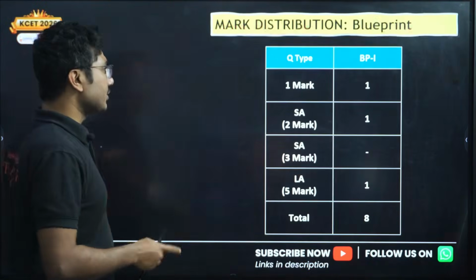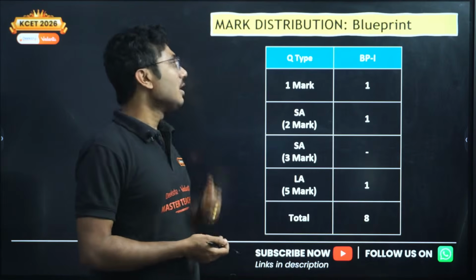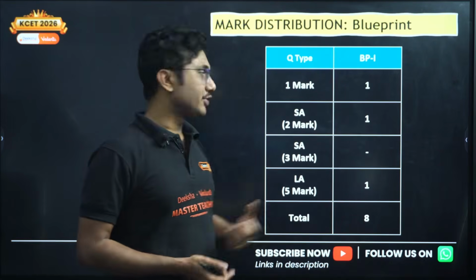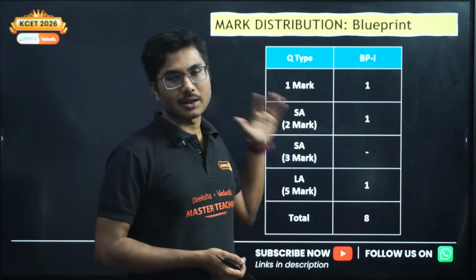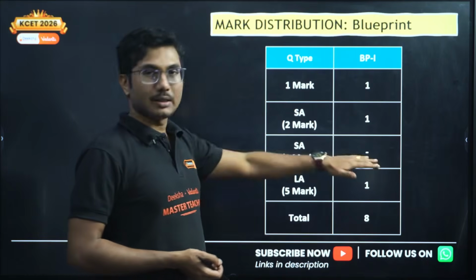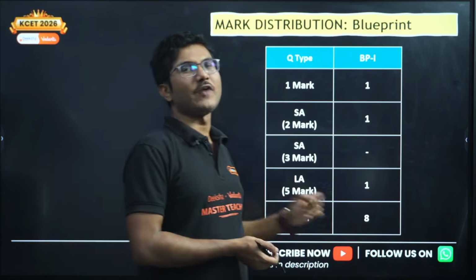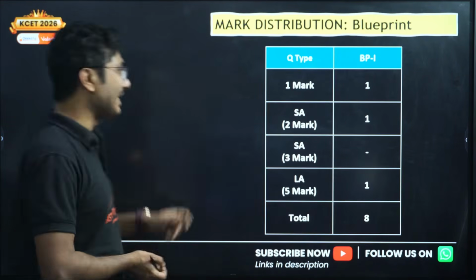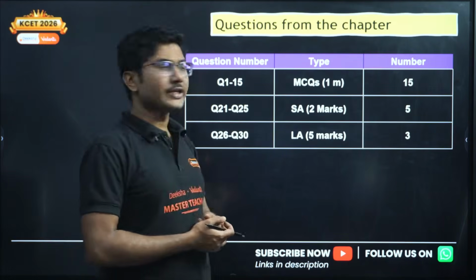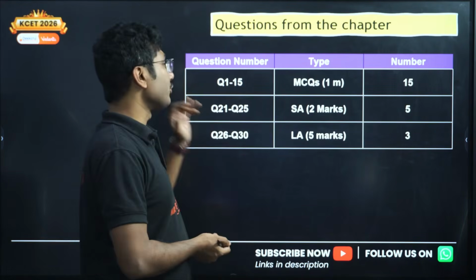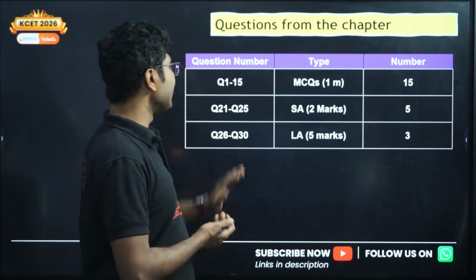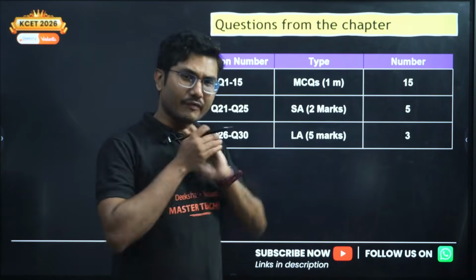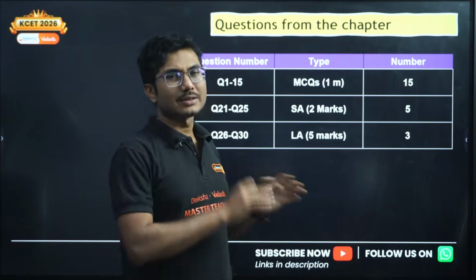So let's start. First of all, let us look into the blueprint of this chapter. In the blueprint you can see that there will be 1 marker question 1, short 2 marker question 1, and no 3 marker question coming from this chapter. So the 3 marker portion is blanked, and 1 guaranteed 5 marker question will come from this chapter. Total marks allotted for this chapter is 8. In today's session, we are going to discuss 15 MCQs. We will also be discussing 2 marker questions 5 and 5 marker questions 3, which is sufficient to score the 8 marks allotted in this chapter.